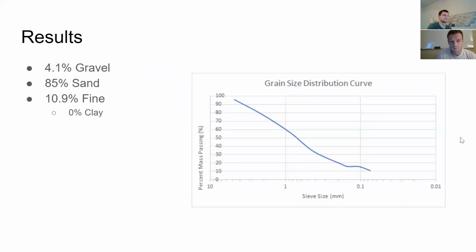Next slide. Our final grain size distribution curve is shown here. Overall, the soil sample was comprised of 4.1% gravel, 85% sand, and 10.9% fine particles. Of the fine particles, none of them were smaller than 0.002 millimeters in diameter, and therefore did not qualify as clay.